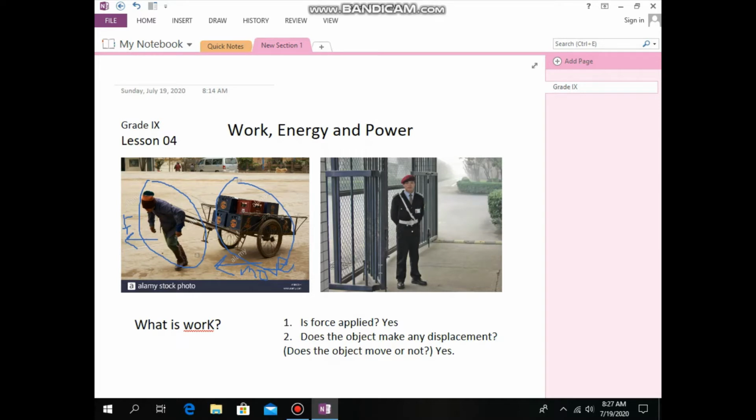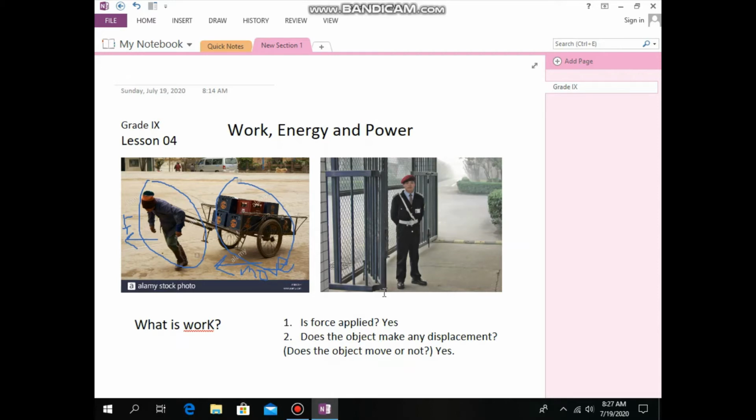But look at the second example. The security guard is standing. So is he doing any work or not? To find out, once again you need to ask the same questions. Is he applying any force? Yes, of course he is applying force. Otherwise, how can he stand? Isn't it? He would collapse right there.